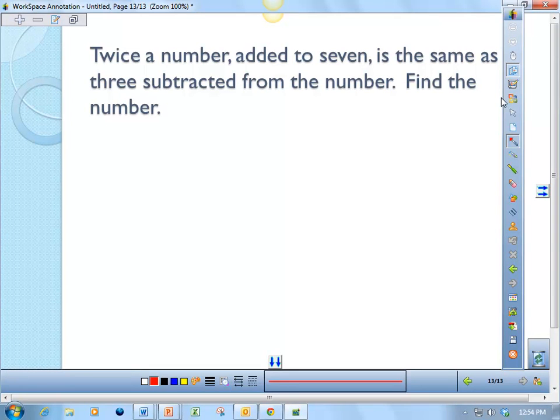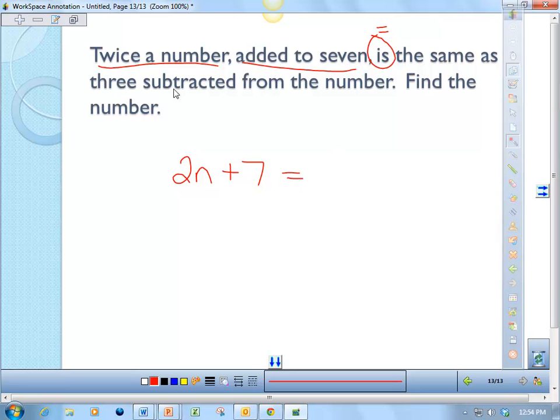But twice a number added to 7 is the same as 3 subtracted from the number. Find the number. Well, let's let n be our number. I know that's not very imaginative, but let's do that. So twice a number would be 2n. Added to 7, so we're going to add 7. What does is mean? Equals. The same as 3 subtracted from the number. So this is a number with 3 subtracted from it, right? So it's got to be n minus 3. Okay? Now we've written the equation.